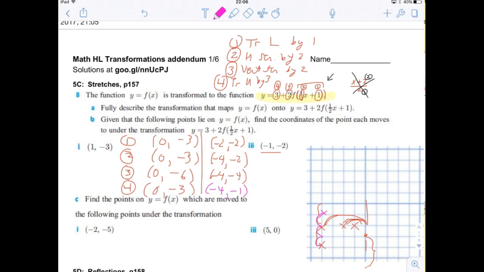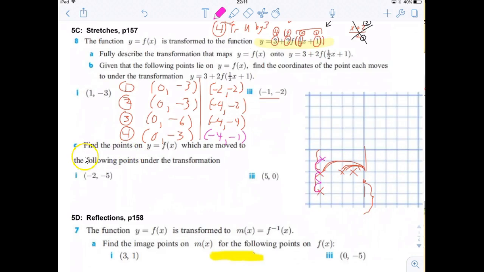Let's move on to the next one. Okay, now in part C, it's actually asking the reverse. It's saying, okay, these 2 points are the destination after you undergo all these changes. Can you find the original point, which ended up being the point -2, -5? So basically, we're going to do the transformations backwards and in the reverse order.